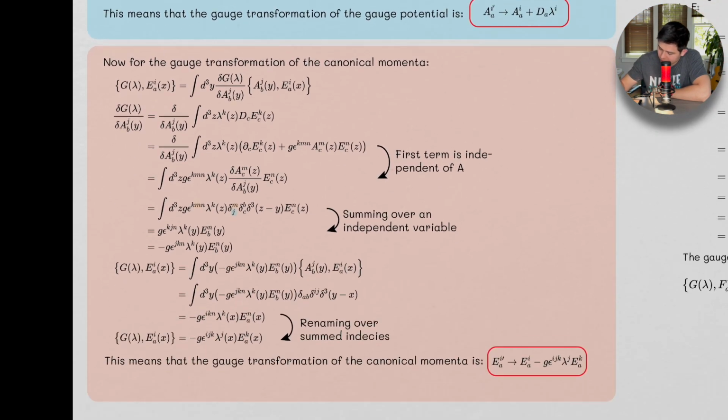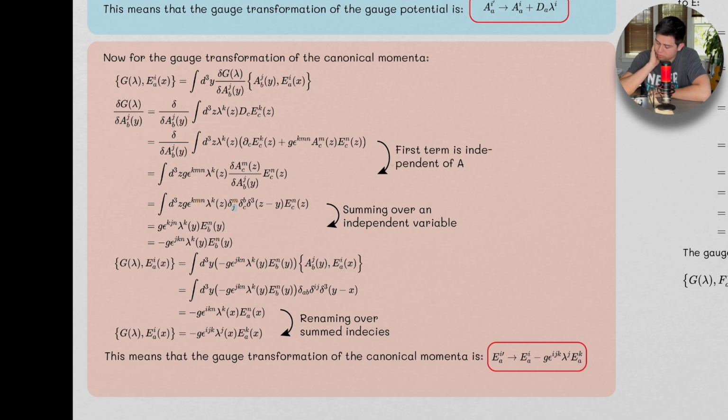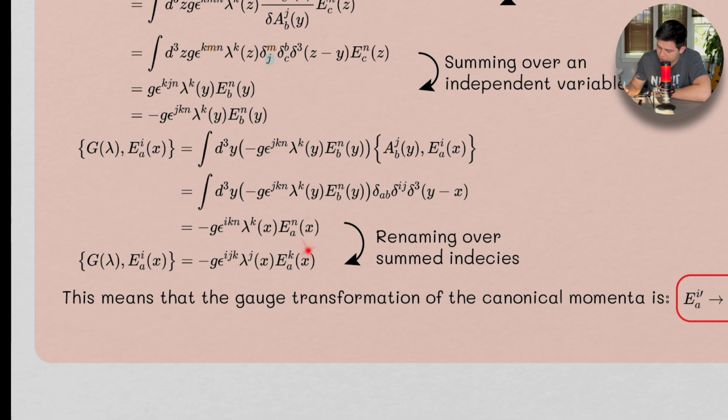All right, let's do it for the canonical momenta, so that's our E. And I'm actually not going to go through this step by step. You can pause the video here, I put all the steps in if you want to follow, but you can see how we get to this point down here. This point down here gives us the gauge transformation.